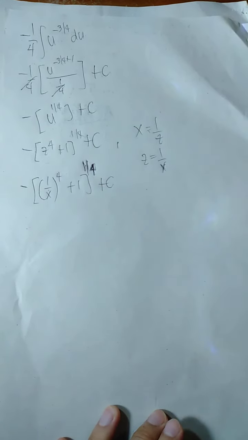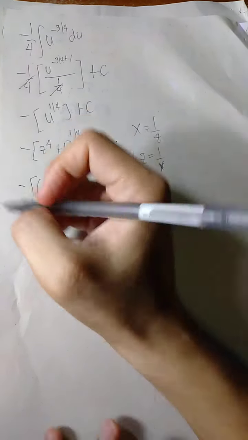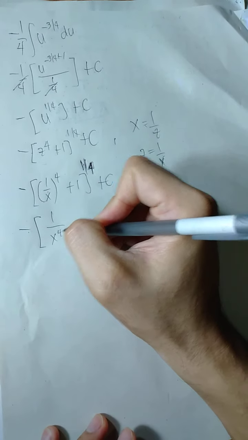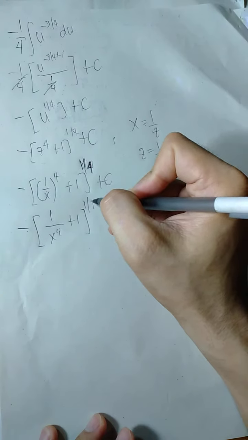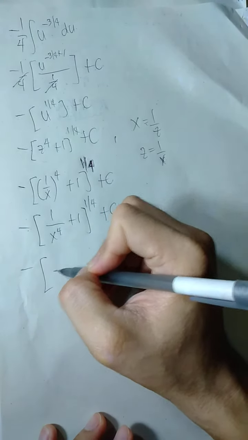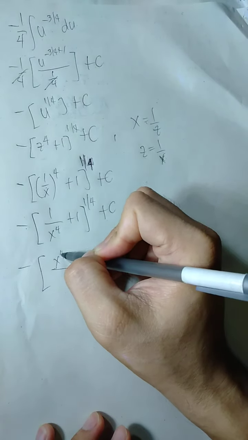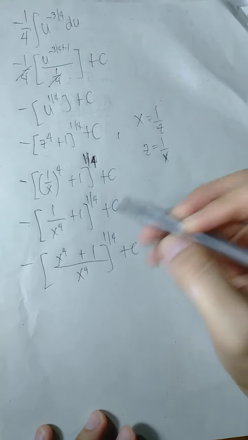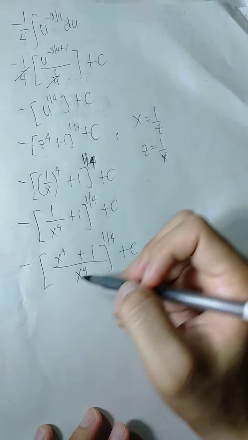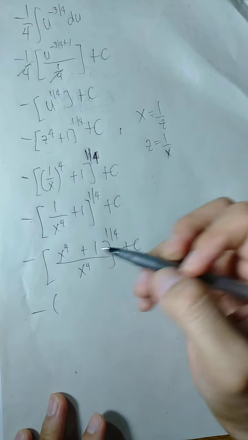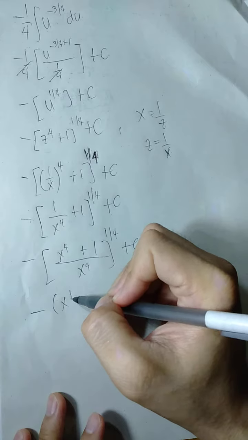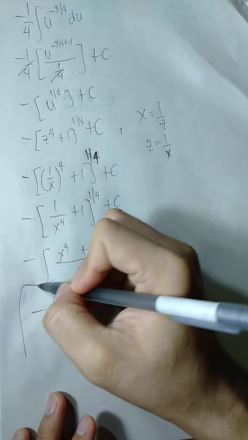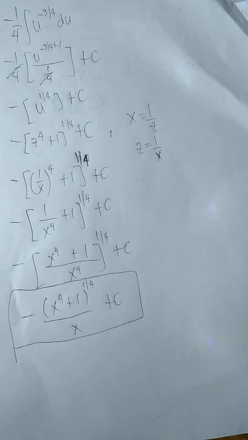Sorry. Then LCD na lang. So negative, 1 over x to the 4th plus 1 raised to 1/4 plus c. Then getting the LCD, which is x to the 4th, diba? Ayan. So x to the 4th plus 1 raised to 1/4 plus c. And if you take the 4th root of the denominator, magiging x na lang yun. So the final answer is negative x to the fourth plus 1 raised to 1/4 over x plus c, which is the same answer nung last time natin, di ba? So parehas yan ang answer.